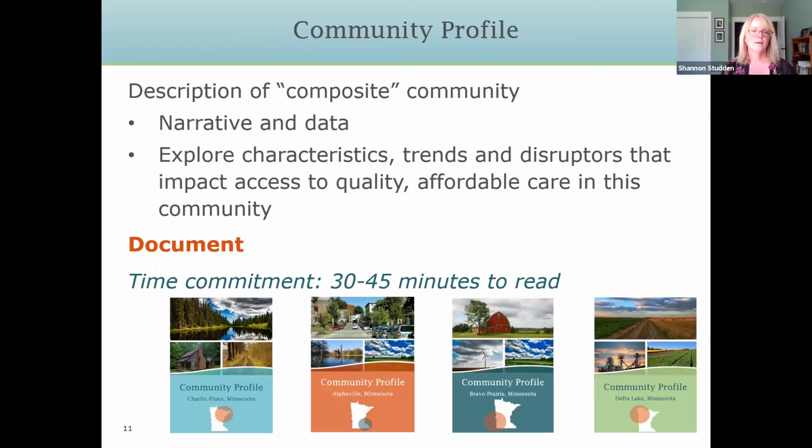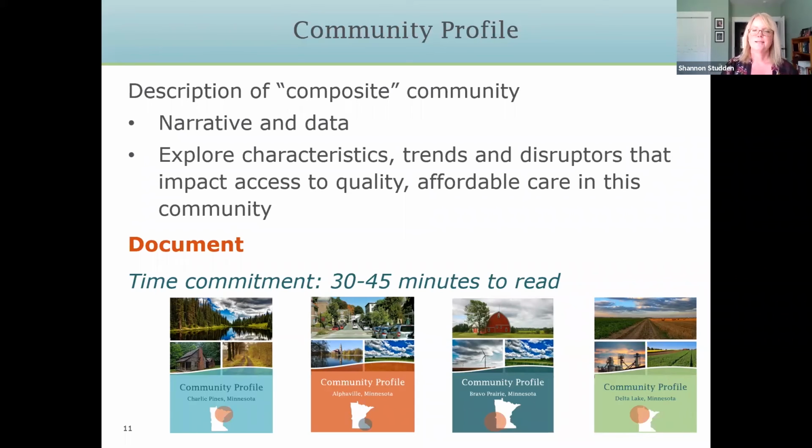The community profile is something that again is intended to help you dig into data and characteristics of communities on the local level. What we've done is created what we've been calling composite communities, created using a compilation of data. We chose a couple of counties in different regions of the state that had distinguishing characteristics, things like access to broadband or income levels or uninsured rates, whether they were particularly high for the state or particularly low.